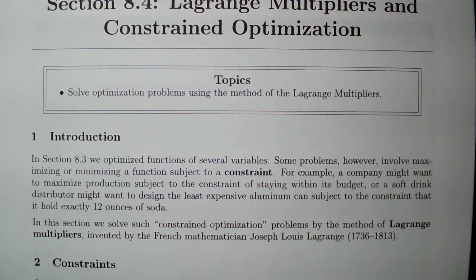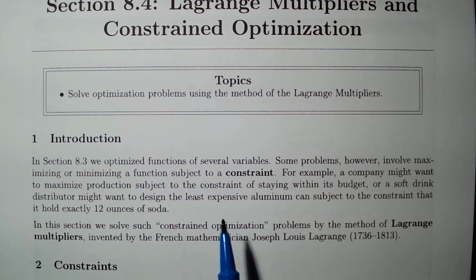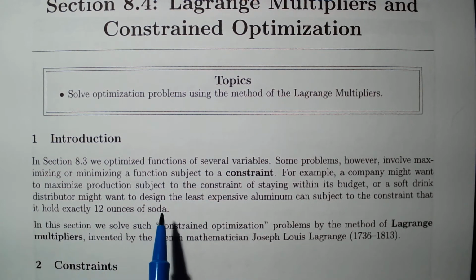For example, in the previous section, we used the d-test to classify points as max, mins, or saddle point. That was called the d-test. So in this case, we are going to have a situation in which that is going to be more applied, if you will. For example, a company that wants to maximize profits and being constrained to certain budget, or some soft drink manufacturing wants to design a can for sodas that is the least expensive, but it can hold a constrained amount of 12 ounces of soda, right?